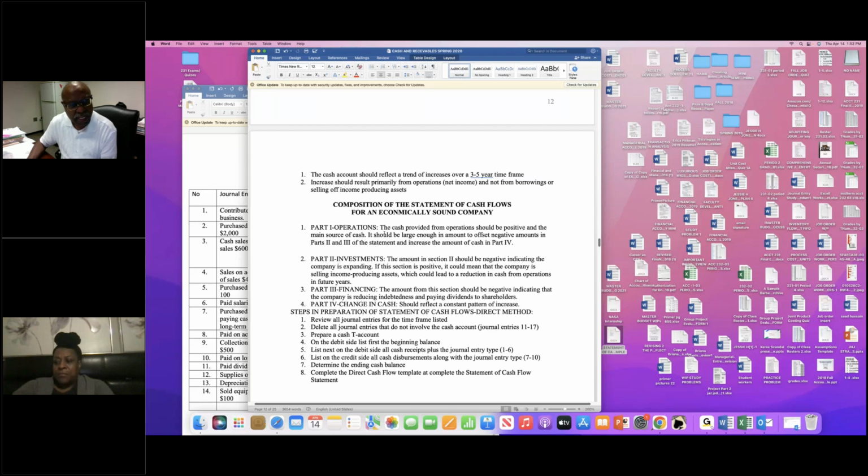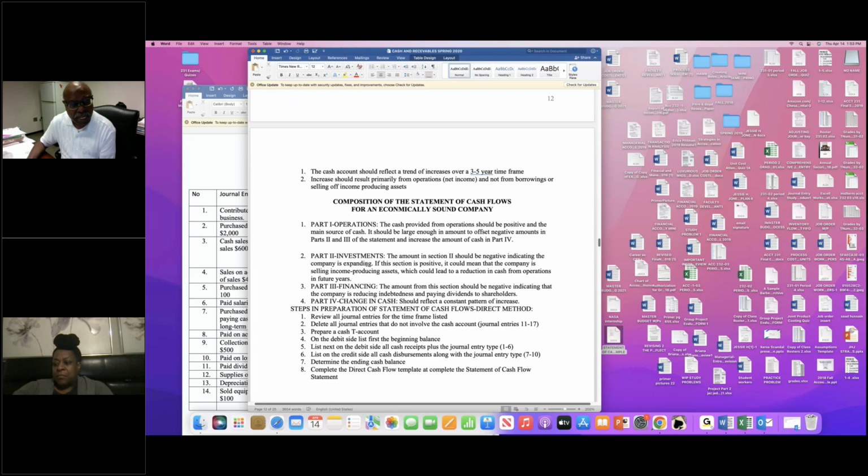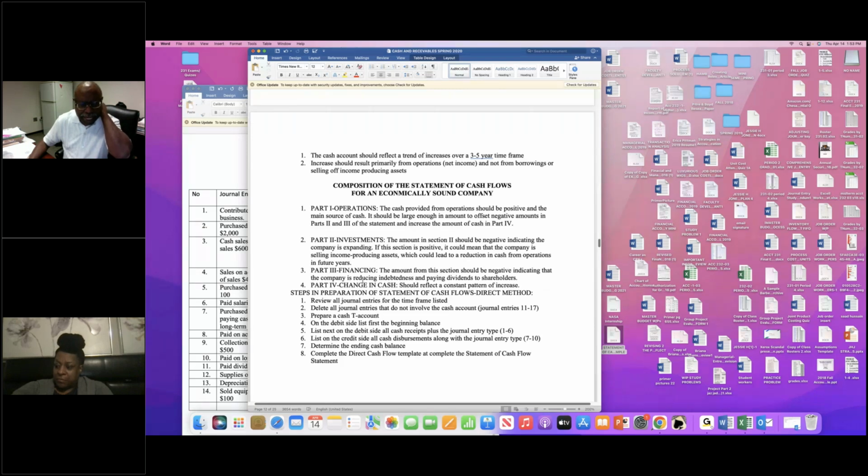Then a good company for investments is going to be negative because they are investing more money in the company. And then for financing, because we pay dividends here and because we pay back debt, we want that to be negative. So for you personally, you use your salary to buy more assets and pay off your student loans.